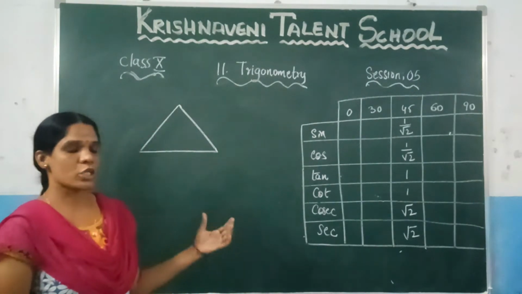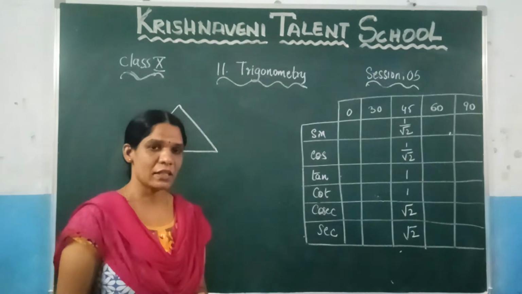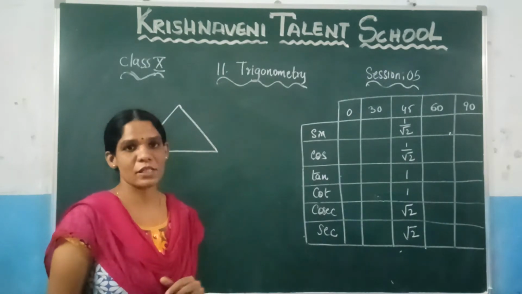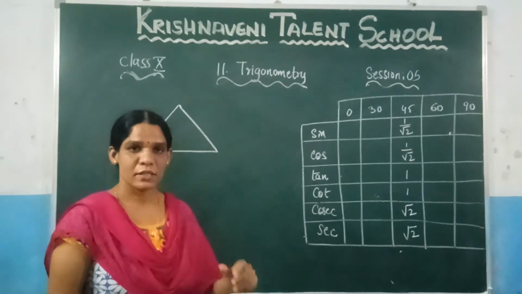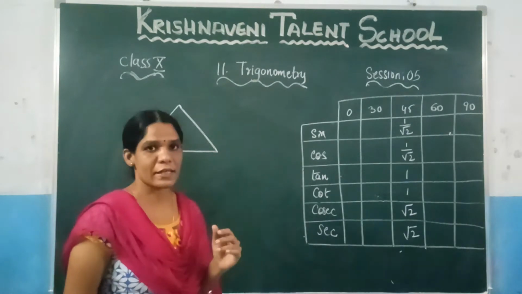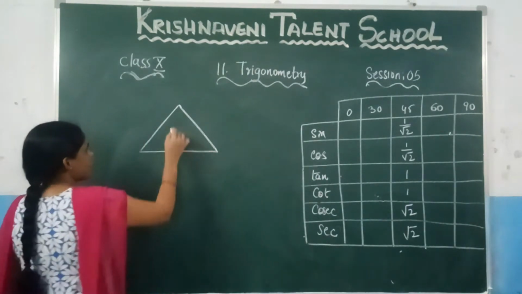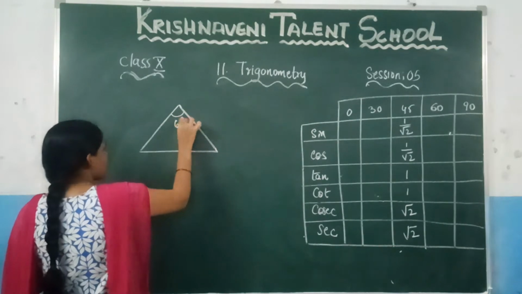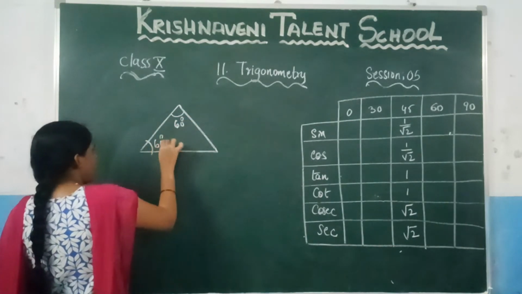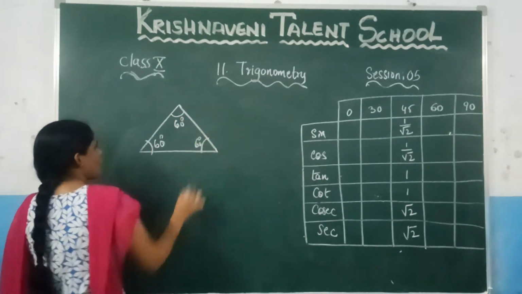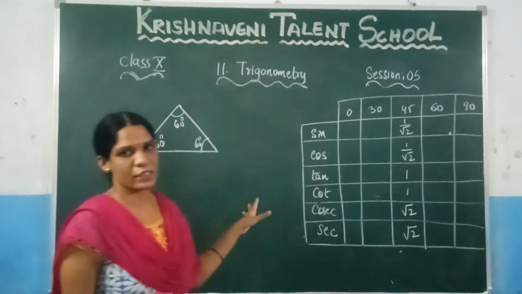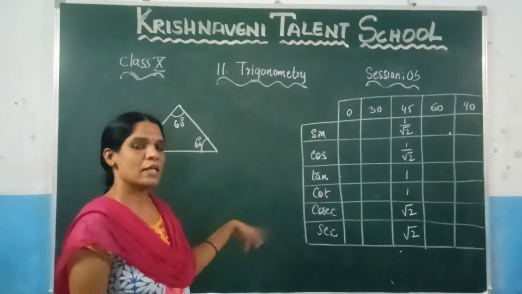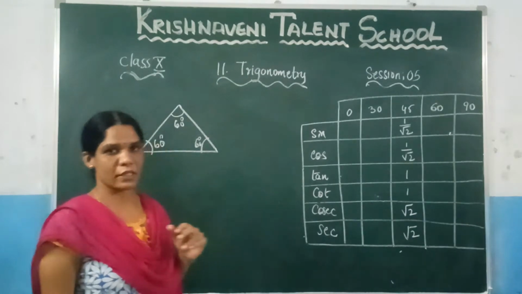So what should be the angle of an equilateral triangle? You know that the sum of the angles of a triangle is 180 degrees. Since all these three angles are equal, we can take each angle as 60 degrees. 60, 60 and 60. All these together you will get 180. 60 plus 60 is 120, plus 60 which is nothing but 180 degrees.